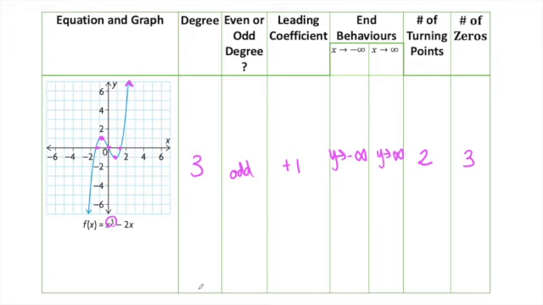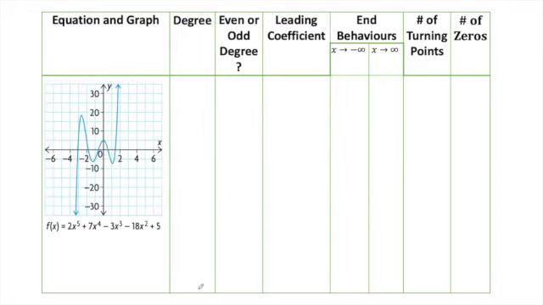Okay, so moving on to the next one, we have a graph that looks like this. It is a degree 5, which is odd. Our leading coefficient is positive 2. So again, remember, a positive coefficient is going to end up to the right, and opposite end behavior means it's going to have to start down to the left. As x approaches negative infinity, y is approaching negative infinity. As x is approaching positive infinity, y is approaching positive infinity.